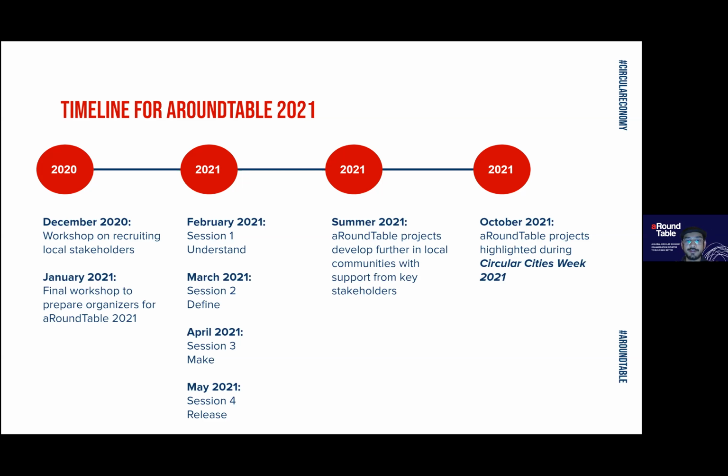So have a session per month from February to May, and give the opportunity for various projects that come up through the roundtable process to develop further over the summer, and ultimately to share the outcomes and highlight some of the projects that develop during Circular Cities Week 2021 in October of next year. So that's the timeline that we have planned for this process.